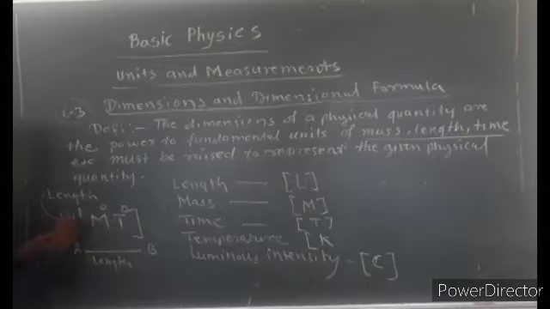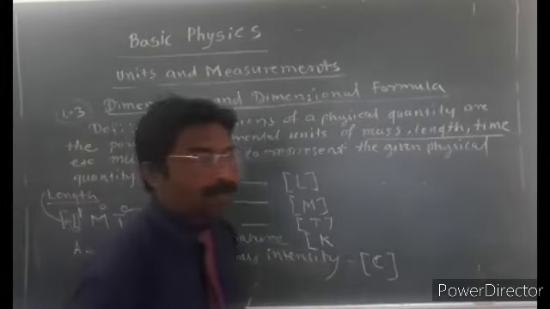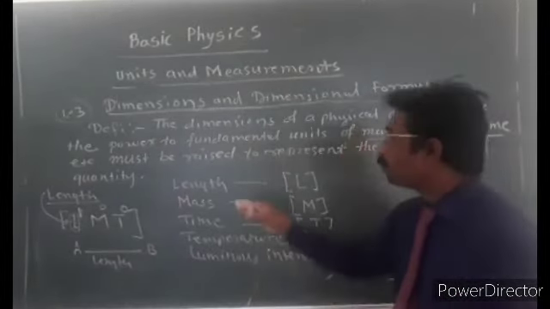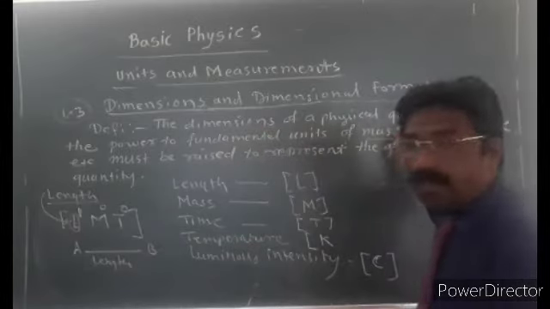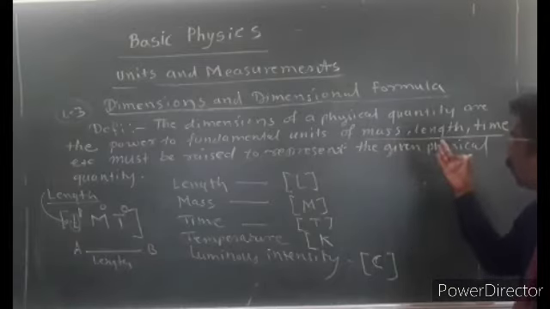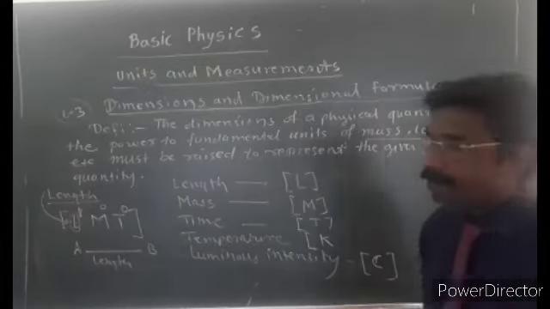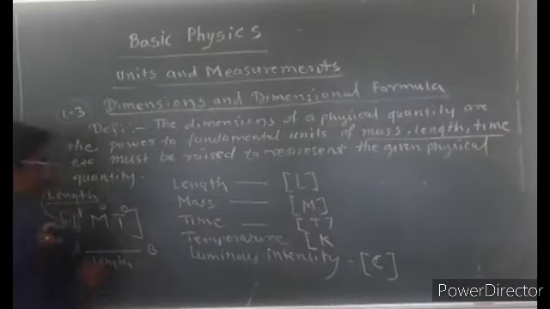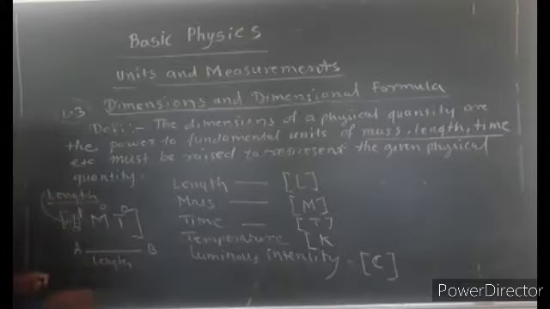What we did here is we only raised the power of the unit of a fundamental physical quantity. Length is a fundamental physical quantity. Now you can easily understand the definition of a dimension. The dimensions of a physical quantity are the powers to which fundamental units of mass, length, time, etc. must be raised to represent the given physical quantity. For the purpose of representing the physical quantity, we have to give the power to the symbol of that physical quantity.